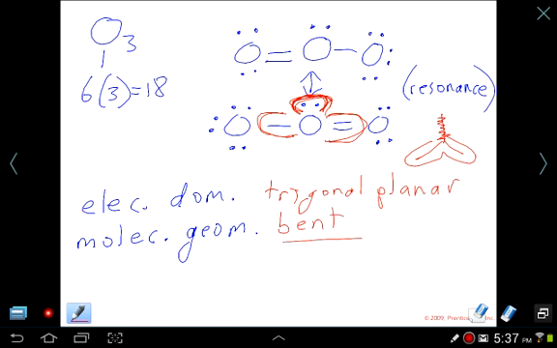So feel free to try this with other molecules. If you follow this procedure where you first determine the electron domain geometry and then think of the lone pairs as disappearing but still influencing the rest of the bonds, then you can actually visualize your molecular geometry. And this will complete lesson 1 of chapter 9.